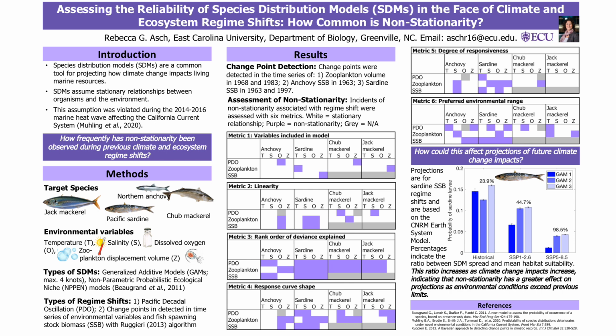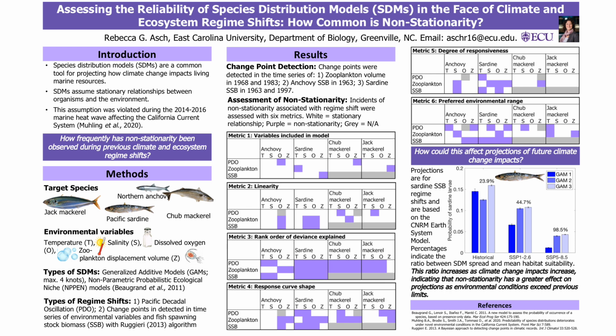From the marine heat wave that hit the California Current in the mid 2010s, we know that that assumption is violated. And the question that I'm trying to address here is, do we have other evidence of non-stationarity and changes in how fish relate to the environment in the past when looking at other regime shifts?